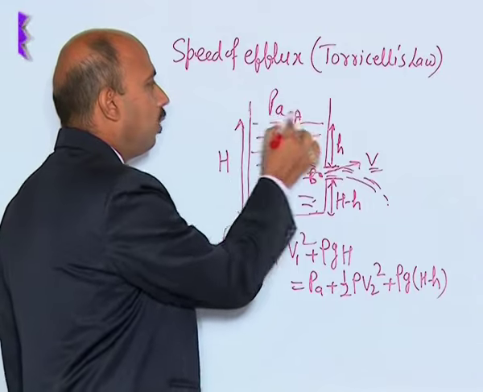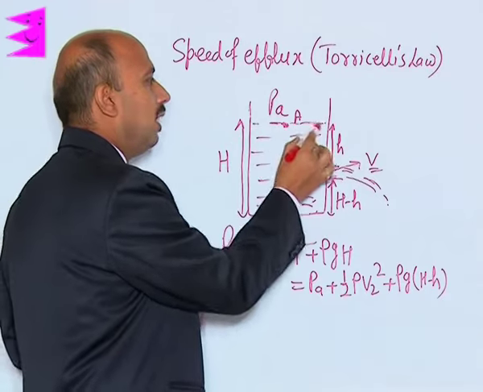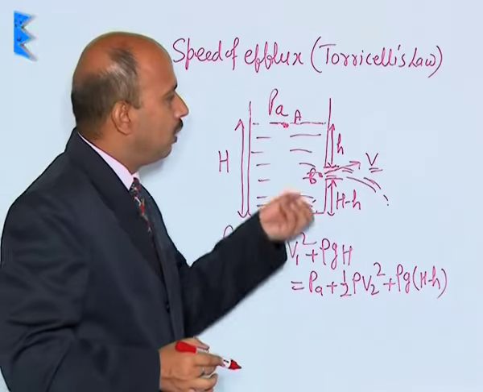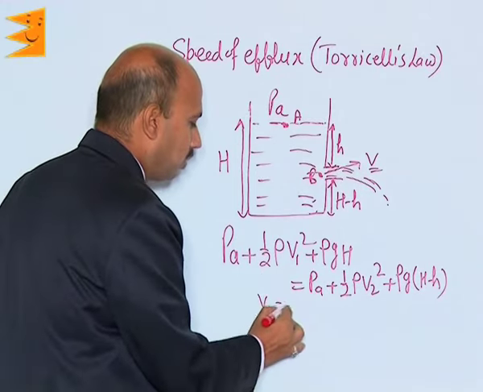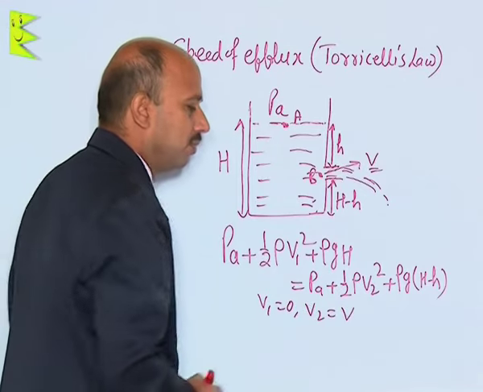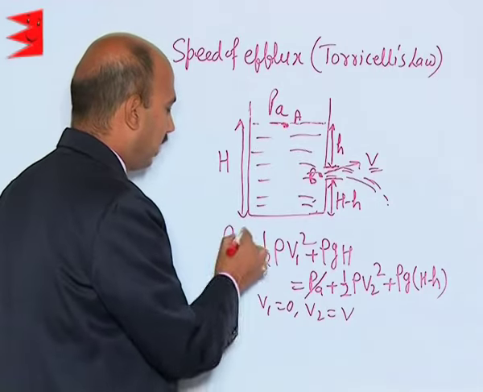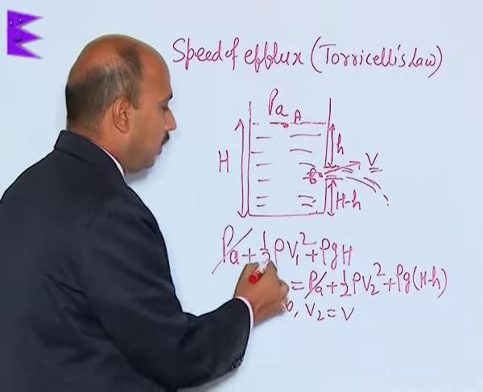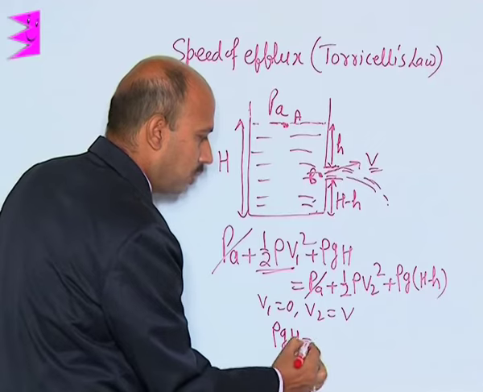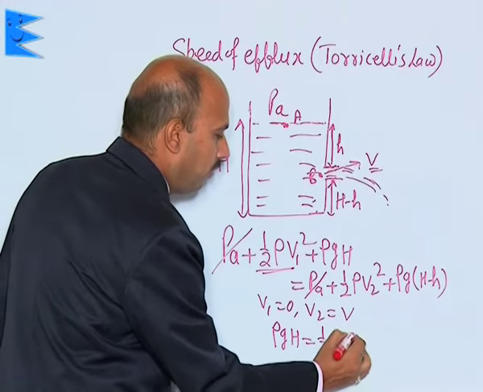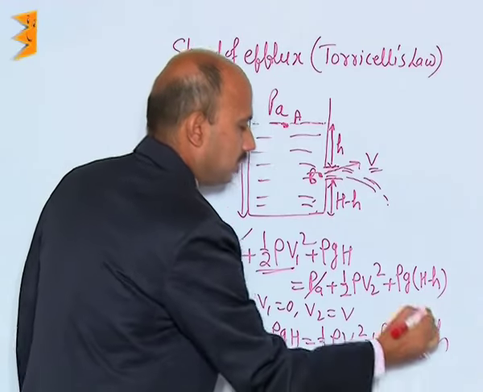Now suppose the tank has a very large area of cross section, so the velocity at the surface will be very small, because the liquid falls at a very small rate. So we can take V1 equal to 0 and V2 equal to v. The atmospheric pressure Pa on both sides gets cancelled. So we get rho gH is equal to half rho v square plus rho g(H minus h).